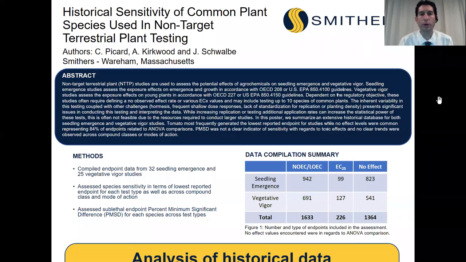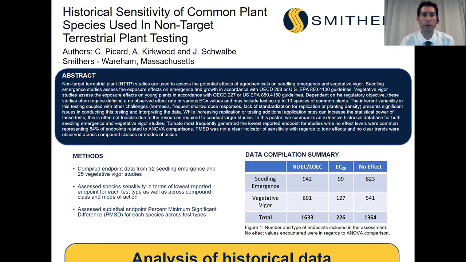My name is Christian Picard, and I'm a senior research biologist at Smithers, and I'm here to give a short overview of a poster that will be presented at the virtual CTAC Europe conference in May. The poster is entitled Historical Sensitivity of Common Plant Species Used in Non-Target Terrestrial Plant Testing.